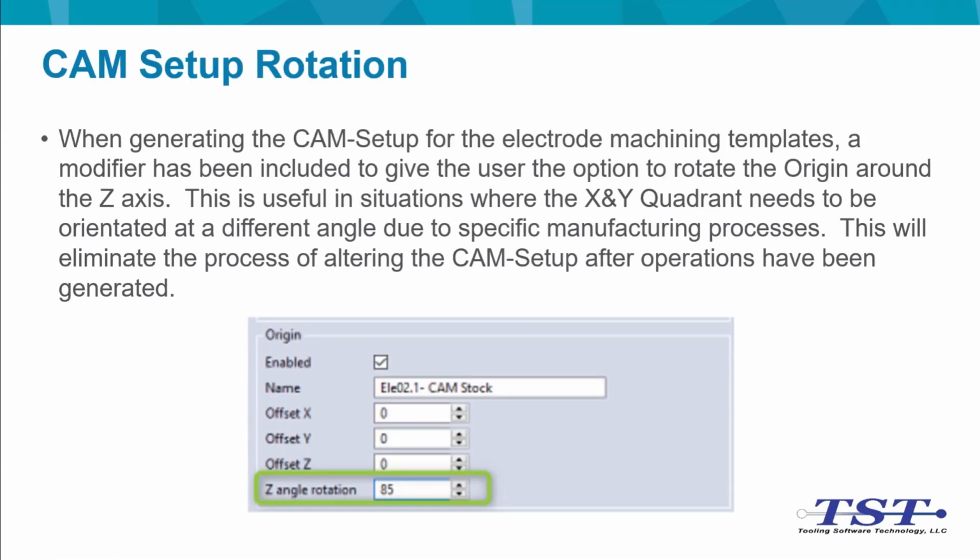Also, with the template user interface, you now have an option to include a Z angle rotation value, meaning that you do not have to go through and adjust your different CAM setups after they've been created. You can do this before they get generated, meaning that if you need to accommodate, say, different setups, you can add that rotation as needed during the initial creation of those operations.